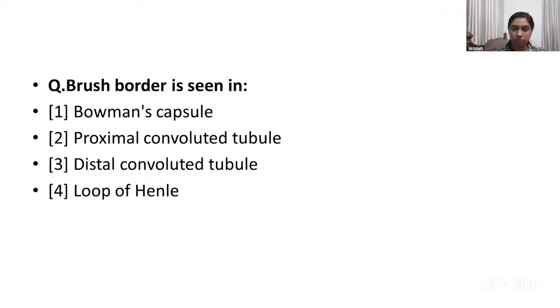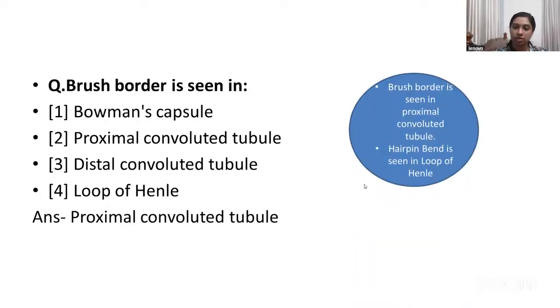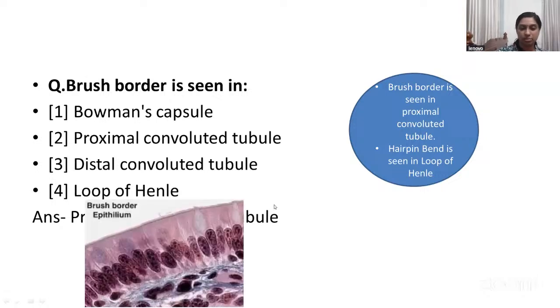So next question is, brush border is seen in. The options are Bowman's capsule, PCT, DCT, loop of Henle. So what's the answer here? It's the PCT. Usually we can see brush border cells in the PCT. The brush border cells are seen in the PCT and the hairpin bend is seen in the loop of Henle. It's understood. Okay. So this is the histological image depicting the brush border epithelium. Okay, it's in the PCT.